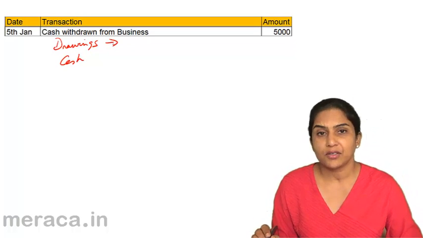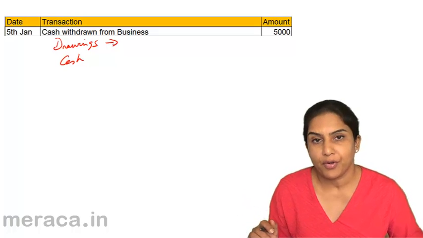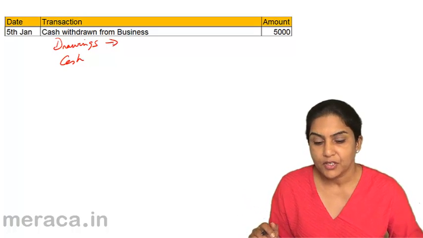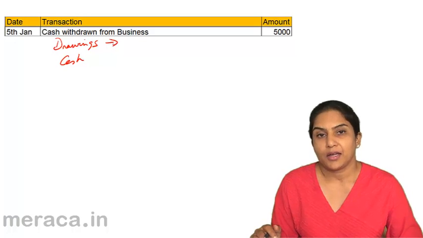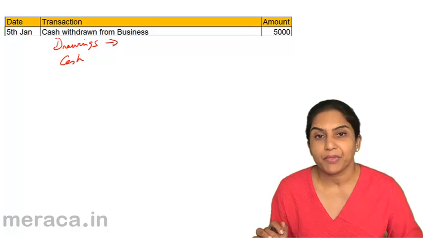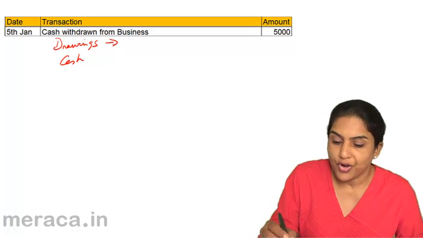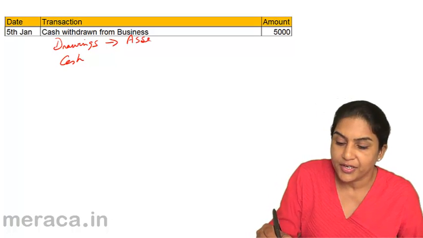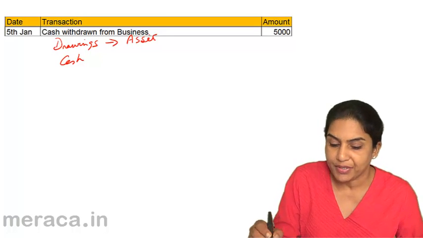What is drawings account? Drawings is money being withdrawn by the proprietor. So drawings is actually money which is receivable now from the proprietor, right? So drawings is, shall I call it an asset? It's actually a reduction in capital.